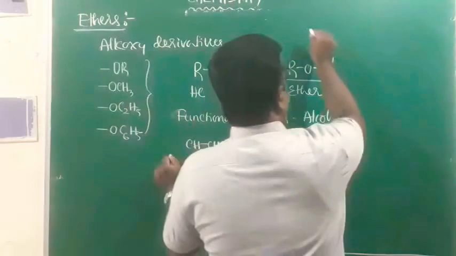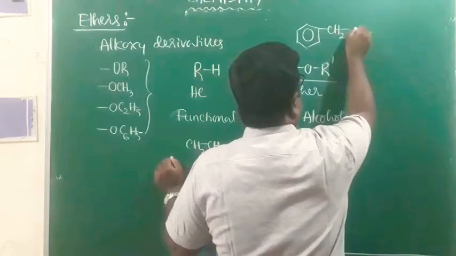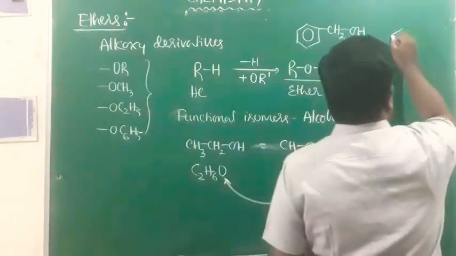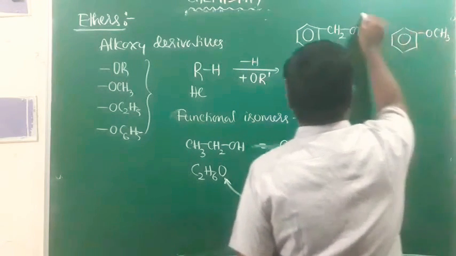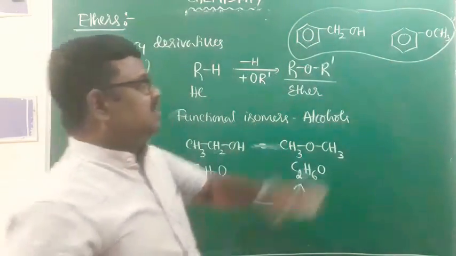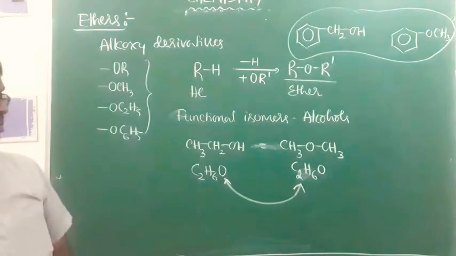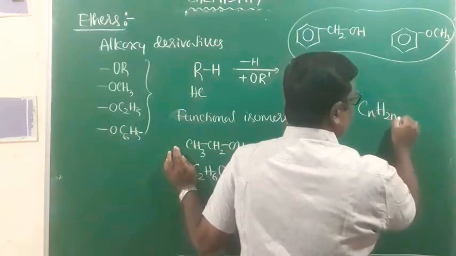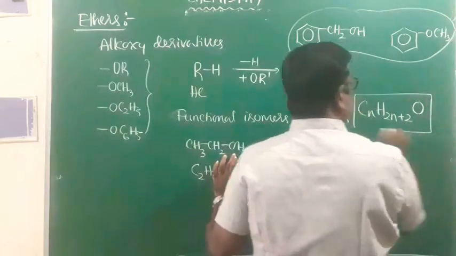Or I can give one more example. This is one of the alcohols, that is benzyl alcohol. Its functional isomer is an ether, that is OCH3. Both are isomers with the same molecular formula, and of course this is alcohol and this is ether. Therefore, alcohols and ethers form functional isomerism with the same molecular formula. Therefore, the general formula of ethers is also CnH2n+2O. This is the general formula of alcohols as well as ethers.